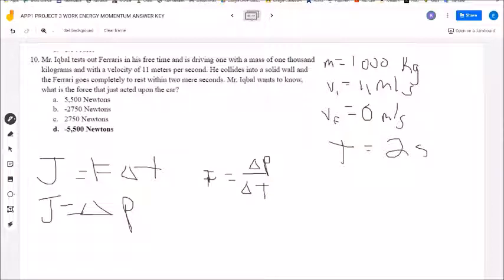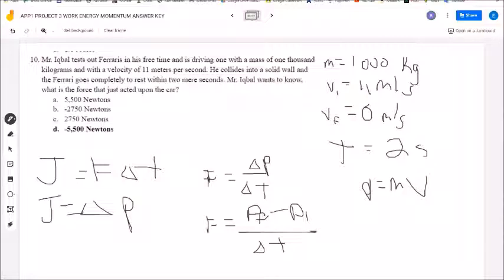Now that we have this equation, we can elaborate on delta P: delta P is P final minus P initial, and the bottom is delta T. Delta T is 2 seconds. We can start substituting what we've got. We know momentum P is equal to mass times velocity. So we have mass final times velocity final minus mass initial times velocity initial, all over delta T. Delta T we know is 2, so just put 2.